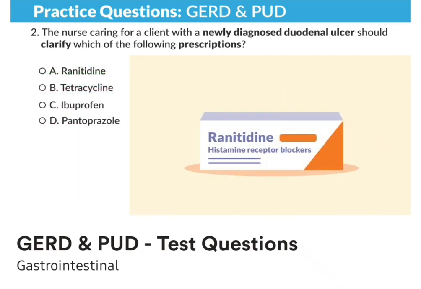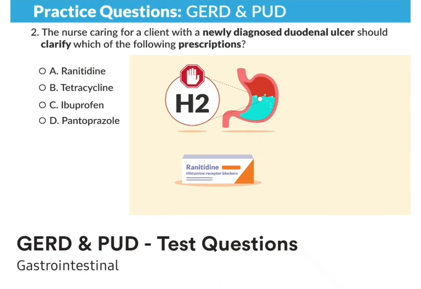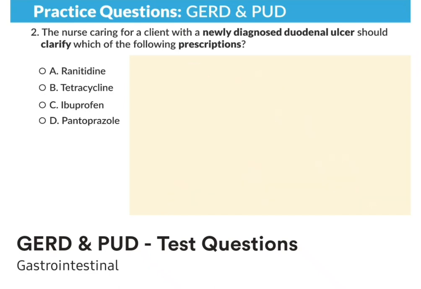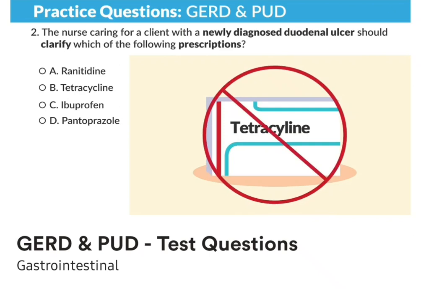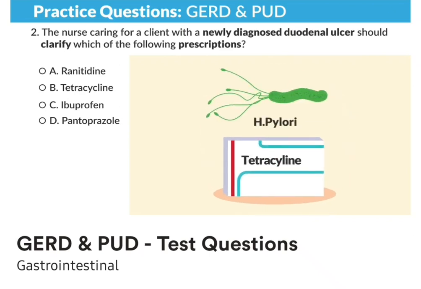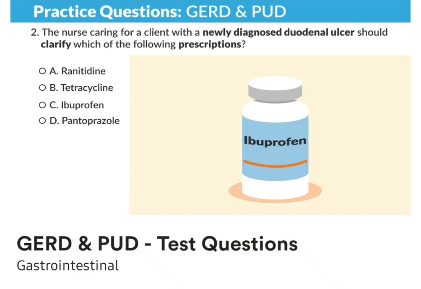So option A, ranitidine. No, this is actually an H2 blocker that reduces acid. Remember, take tadines before you go to dine. And option B was a little bit tricky here. Tetracycline. This is incorrect because this antibiotic has actually been shown effective to kill the causative bacteria H. pylori.